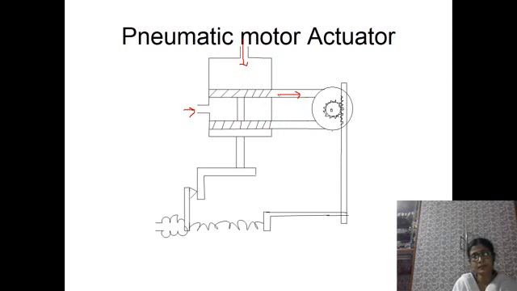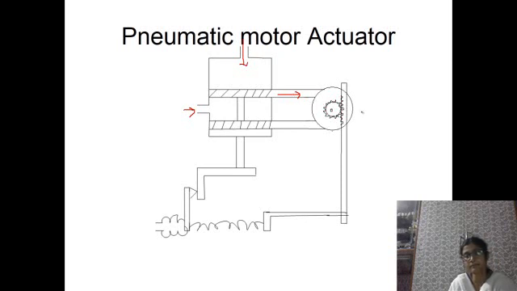Then what will happen? When this path is open, then the air signal, this is the arrangement of a pneumatic motor, meaning there is a motor system. Due to this air thrust, the motor will rotate, and there is a gear arrangement. This is called the rack and pinion arrangement. This is the pinion, and this is the rack arrangement.